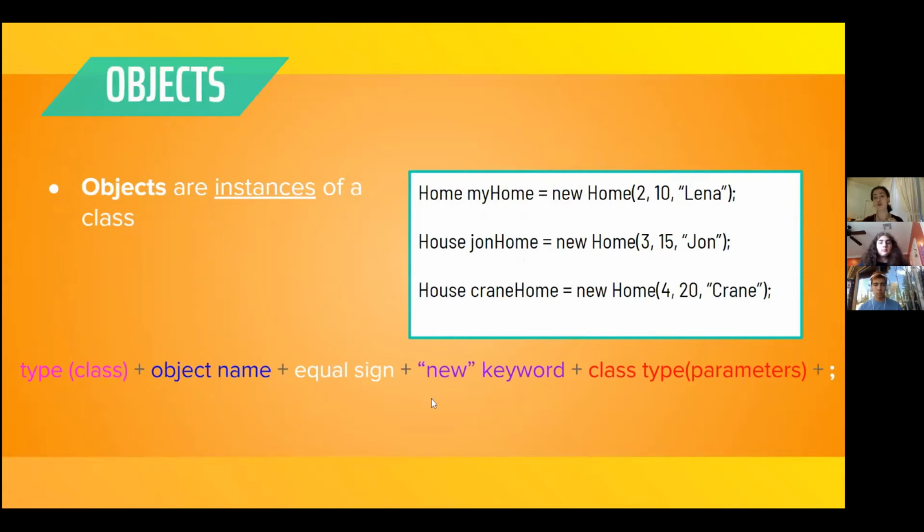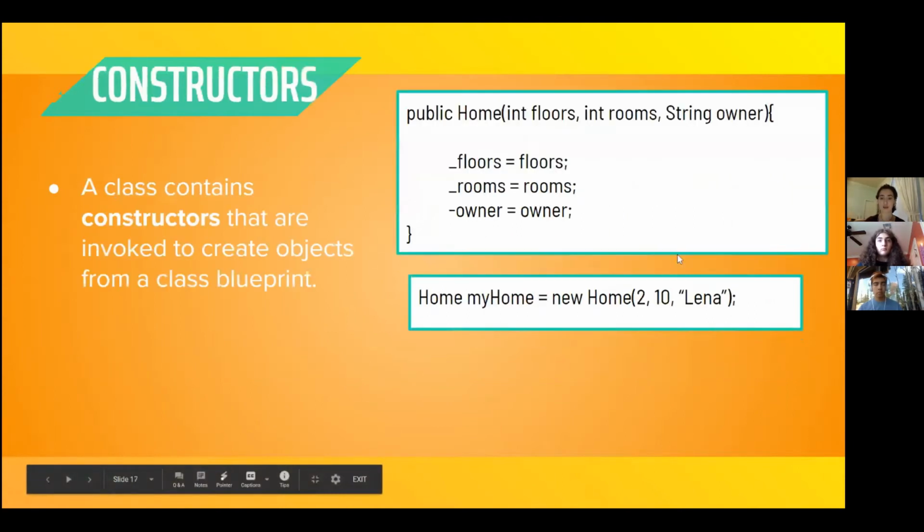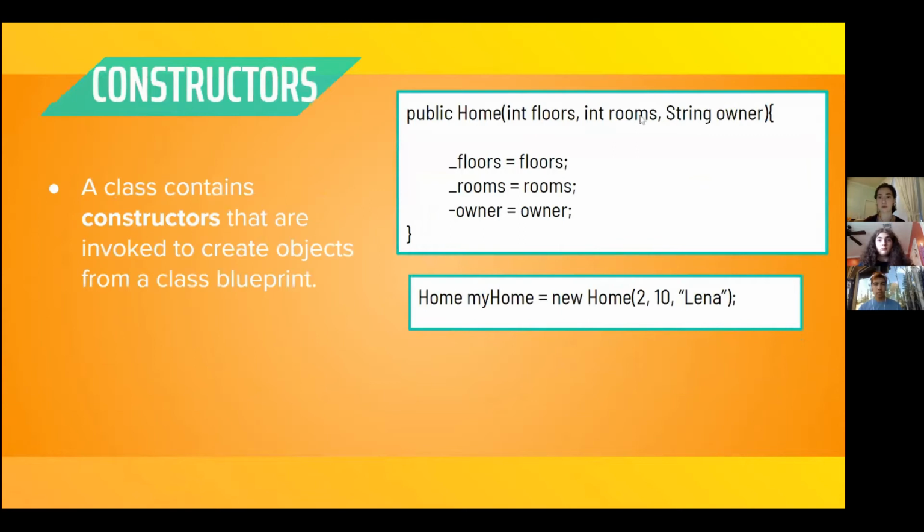So the new keyword is really important because basically that's just saying this is being created. This is being instantiated. This is like coming into existence in this moment, right? Then you put the class type again with the parameters in it, right? And remember, these parameters were the things that were defined back in the constructor, right? So the floors, rooms, and string owner, right?